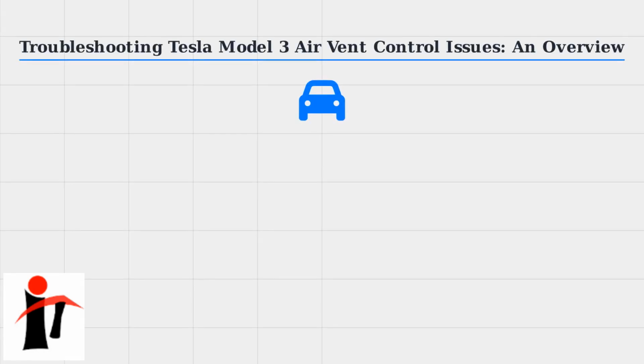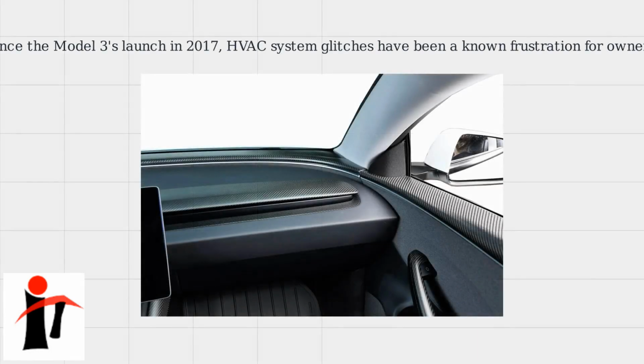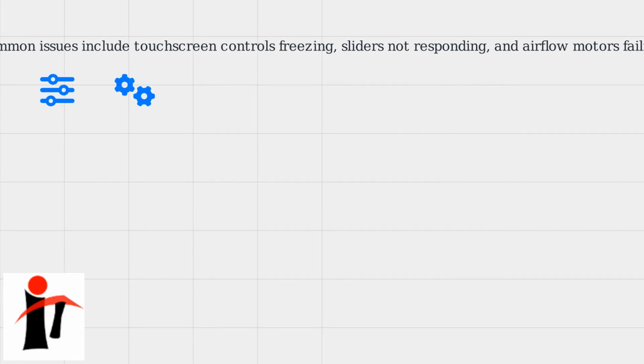Experiencing problems with your Tesla Model 3's air vents, whether it's the touchscreen, sliders, or airflow itself, this video will guide you through diagnosing and fixing these common issues. Since the Model 3's launch in 2017, HVAC system glitches have been a known frustration for owners. Common issues include touchscreen controls freezing, sliders not responding, and airflow motors failing.